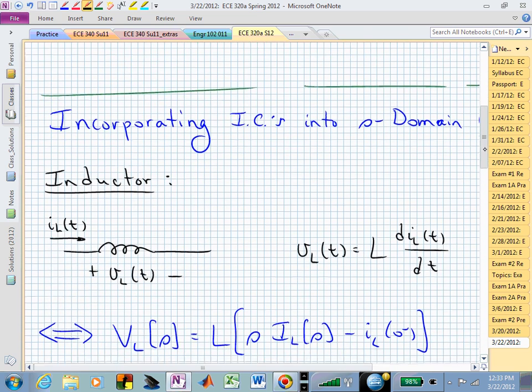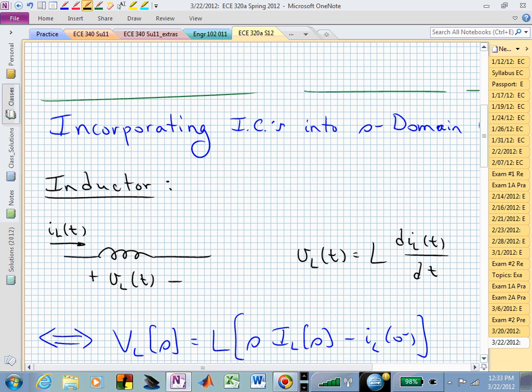Let's quickly talk about incorporating the initial conditions into the S-domain circuit. We talked about this last time. We have ELI to work with, which is v = L di/dt. That's the time domain expression, the governing relationship between current and voltage of an inductor. That's what I want you to really know or feel comfortable with.